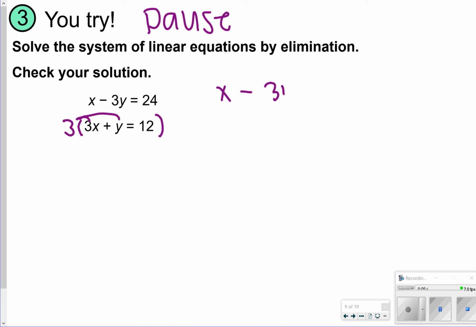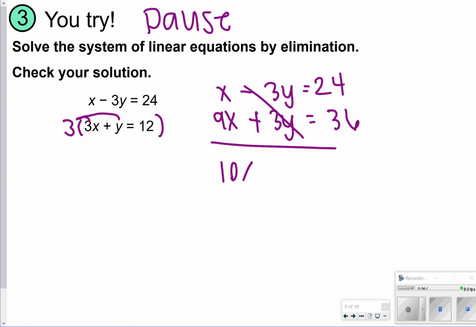x minus 3y is equal to 24 stays the same. And then I'll get 9x plus 3y is equal to 36. I'm going to cancel out my y's, so all that's left is 10x is equal to 60. And then x would be equal to 6.